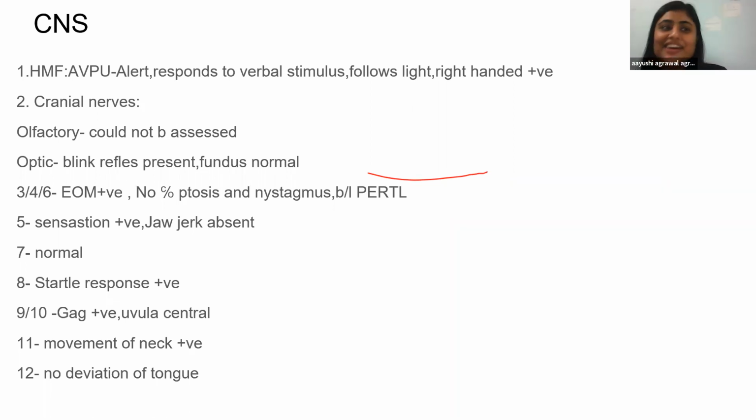Okay, go on. Cranial nerves: olfactory, I did not assess. Third, fourth, and sixth, there was no sign of ptosis or nystagmus. Seventh, there was no nasolabial fold absence, and the startle response was present. There were no cranial nerve disorders noticed. What is the startle response positively? Sir, initially when we tried startles, the child was showing some response, and later on the child stopped showing that response.